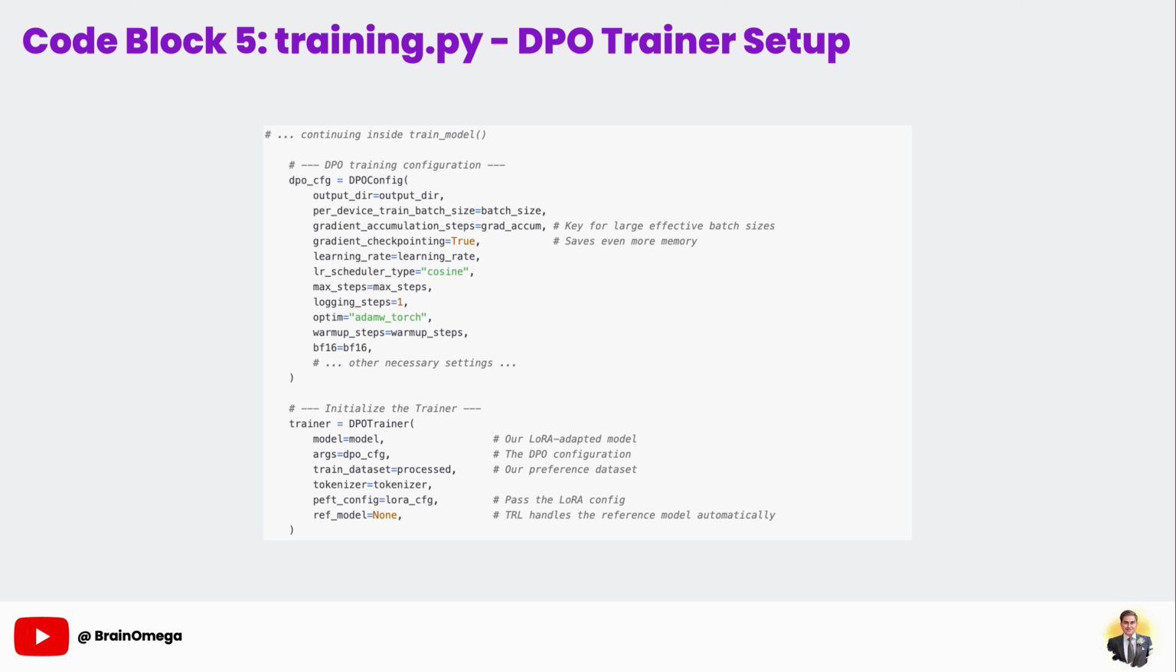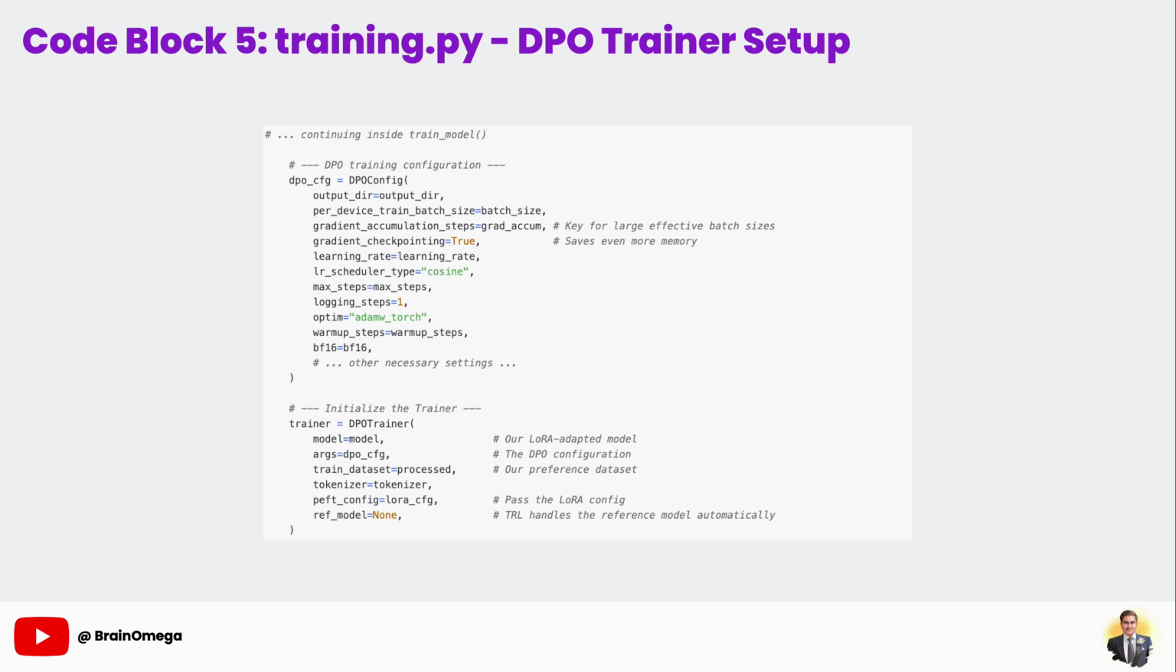Gradient accumulation steps is a crucial technique for training with small batch sizes. It allows us to compute gradients over several small batches and only update the model weights once, effectively simulating a much larger batch size without using more memory. Gradient checkpointing is another memory-saving trick that trades a little bit of extra computation time for a significant reduction in memory usage. We also set our learning rate, scheduler, and other standard training parameters here.